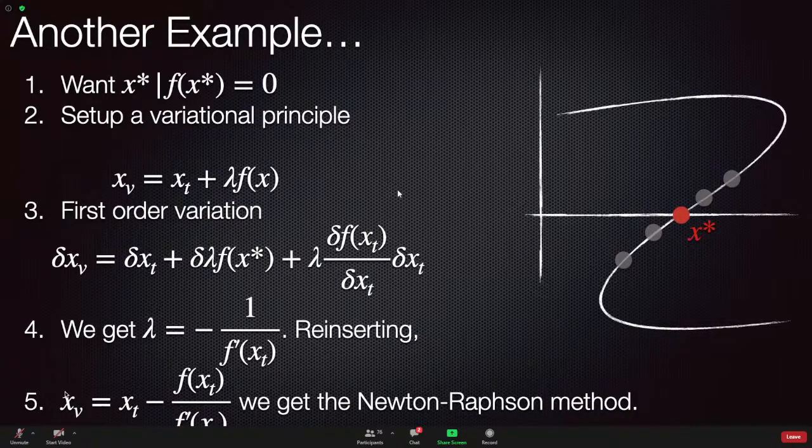My variational ansatz for finding the zeros of a function is that you take the trial function and you subtract from it the function divided by the gradient. And of course, we know this as the Newton-Raphson method, which we derive from basic calculus, right? Is this clear to everyone?